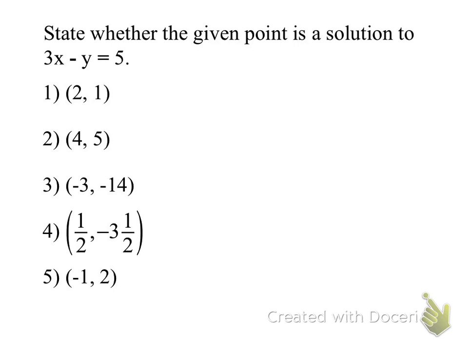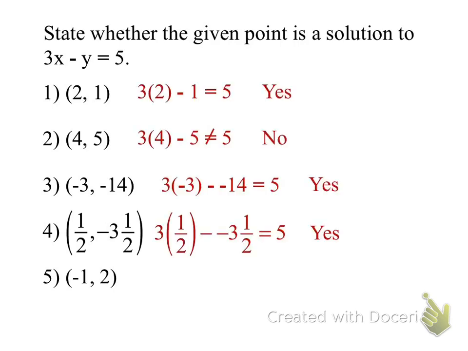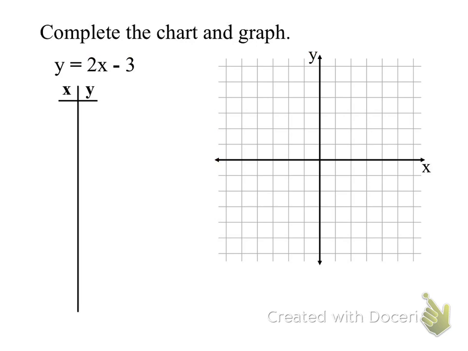All right, are there any questions here? Yes. Are we allowed to turn it into decimals? Sure, that'd be fine. Okay, negative 1 comma 2. Negative 3 minus 2 is negative 5, which does not equal 5. Okay, is everybody good?